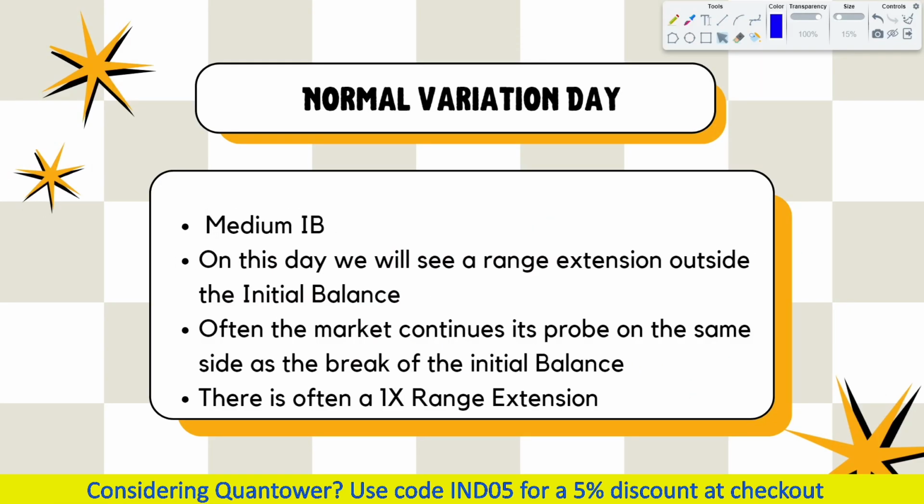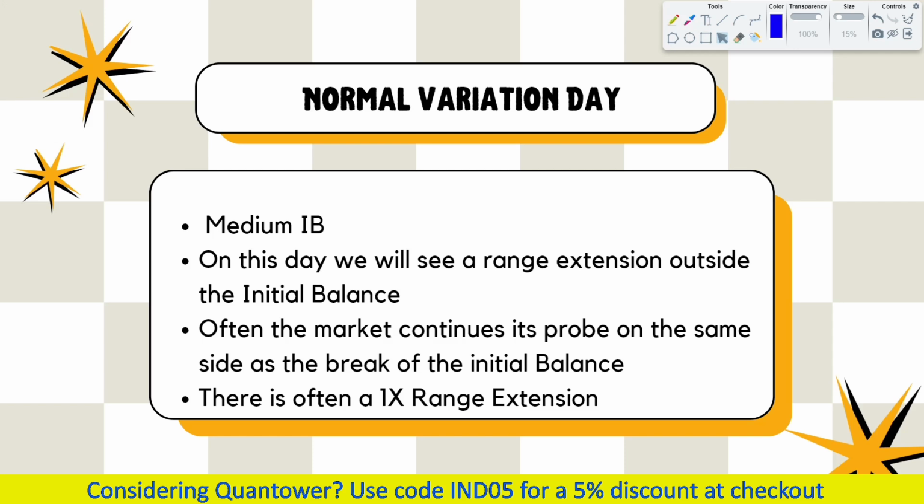Now the next structure is the normal variation of normal day. So again, what is this? It's very simple. You just focus on the characteristics again. Medium IB. In the normal day we have large IB; here we have medium IB. On this day we will see a range extension outside the initial balance, and you try to differentiate from the normal day. In the normal day we will not have extension. Rarely we see 10 to 20% in our day-to-day life, but still up to 50% we can consider it a normal day.